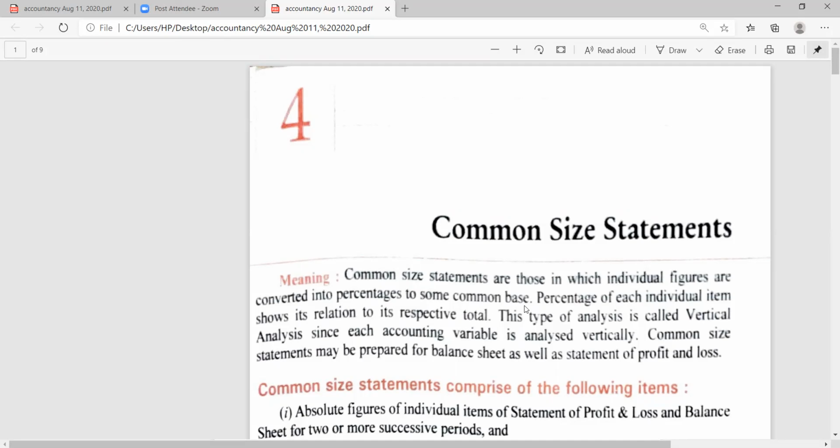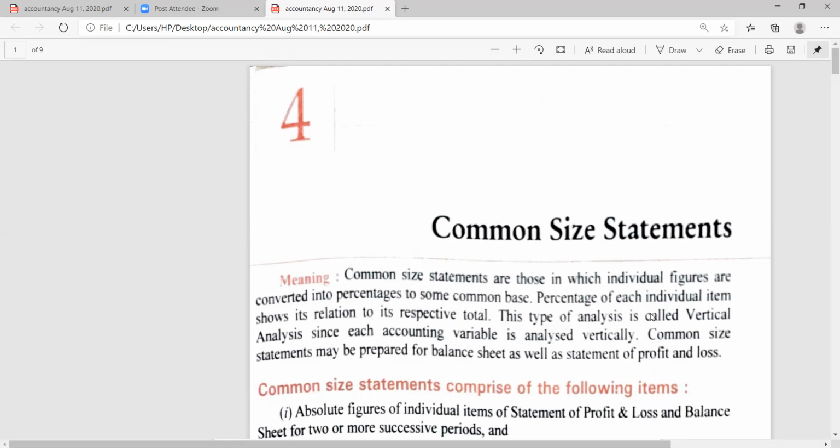How is it to be done? We will learn further as we proceed through the chapter. The percentage of each individual item shows its relation to its respective total. It is called vertical because in the comparative statement, if you recall, yesterday the first column was particulars, then note number, then previous year data, then current year data, then net increase or decrease, and then percentage increase or decrease. You just move from left to right, that is the horizontal analysis.